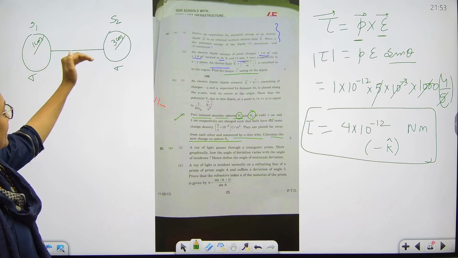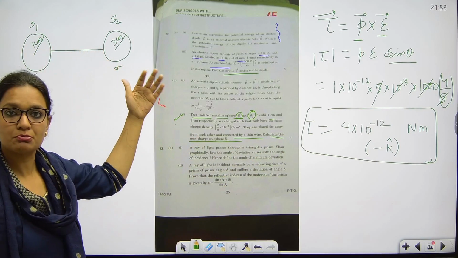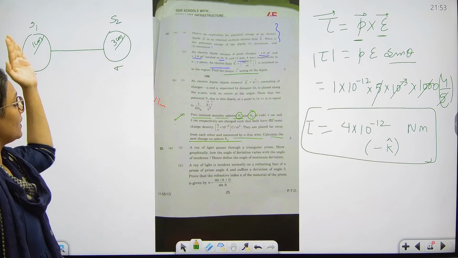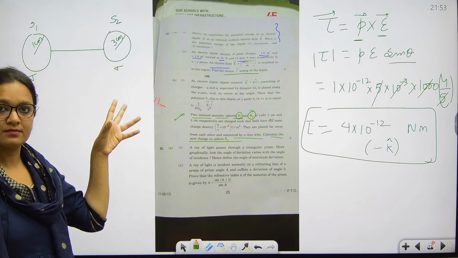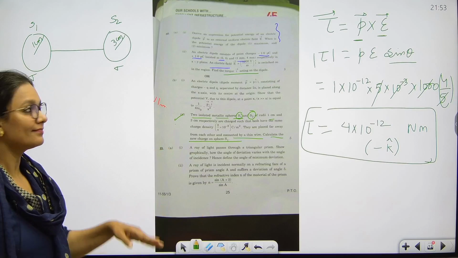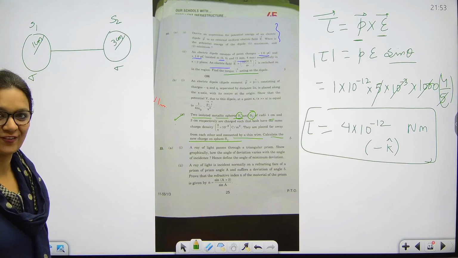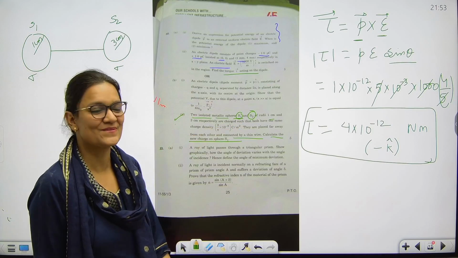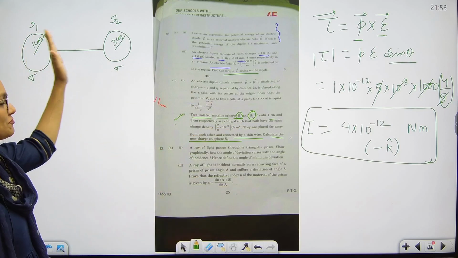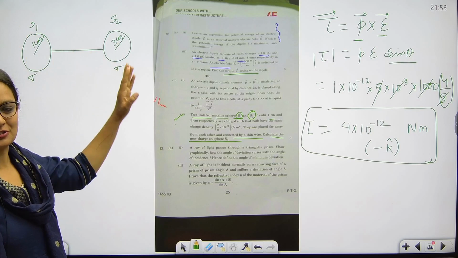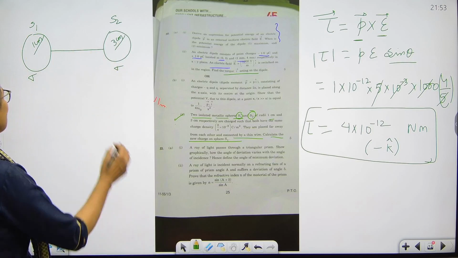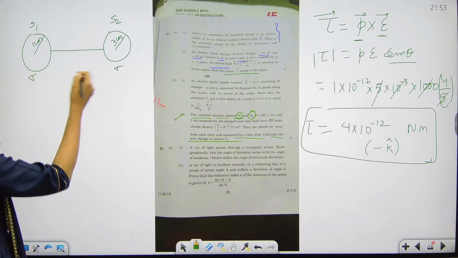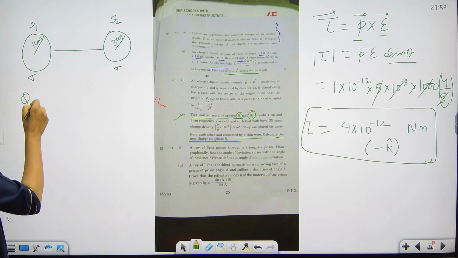So when we connect them, charge redistribution will take place. Charge will flow from higher charge to lower charge. No, charge will flow from higher potential to lower potential. Okay, and the charge will keep on flowing till the potentials become the same. Chalo. Now let us first of all try to find the charges on both the spheres.